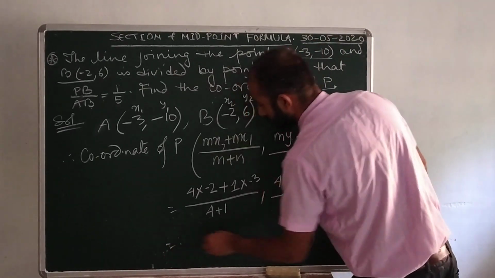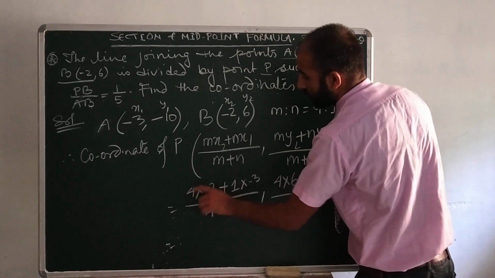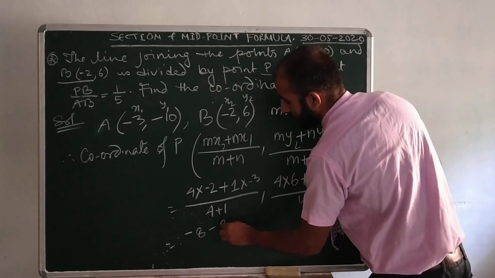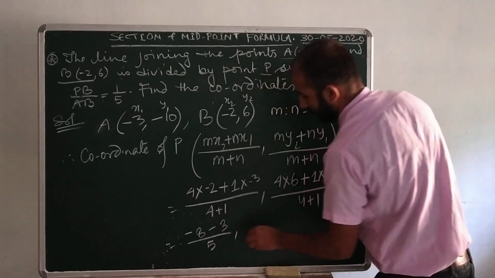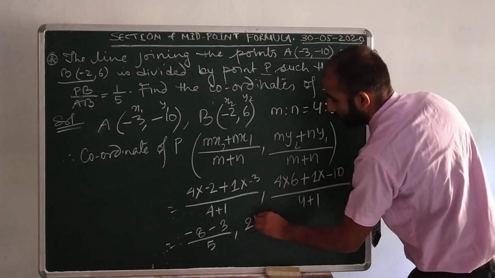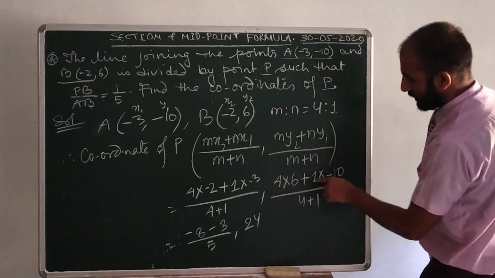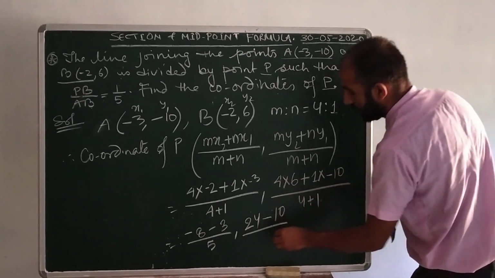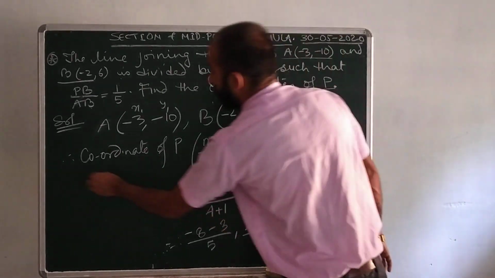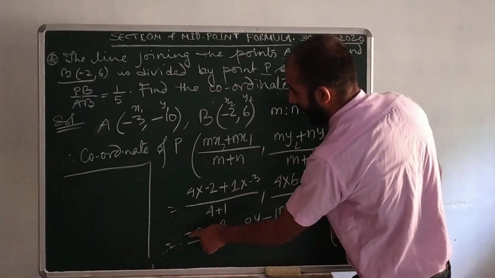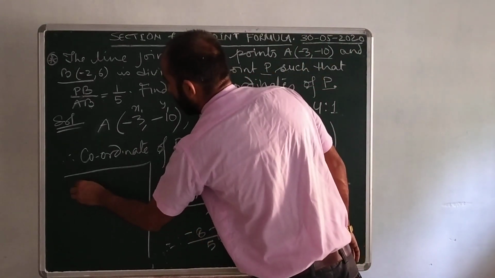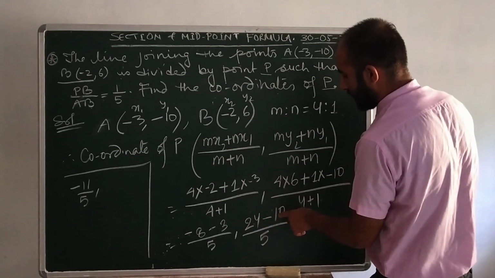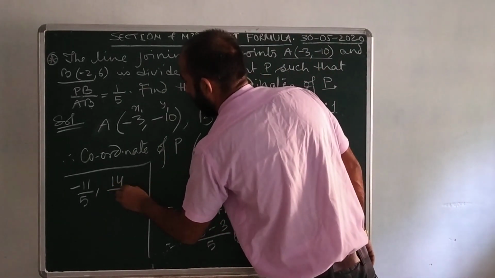Okay, let's see. Minus 2 into 4, minus 8. Minus 3 into 1, minus 3, by 5. 4 sixes are 24. Plus into minus, minus, 10 ones are 10, by 4 plus 1, 5. Okay, so finally we got the coordinate of P as minus 8 minus 3, that is minus 11 by 5, and 24 minus 10, that is 14 by 5.